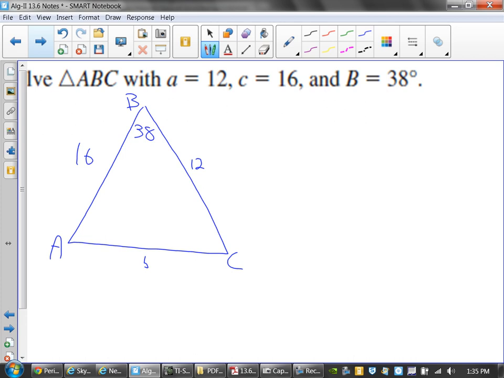Okay. So here's what I would do. I'd write out that's my side opposite the given angle. I square it. That's going to equal my other two sides squared, minus 2 times 12 times 16 times the cosine of 38.